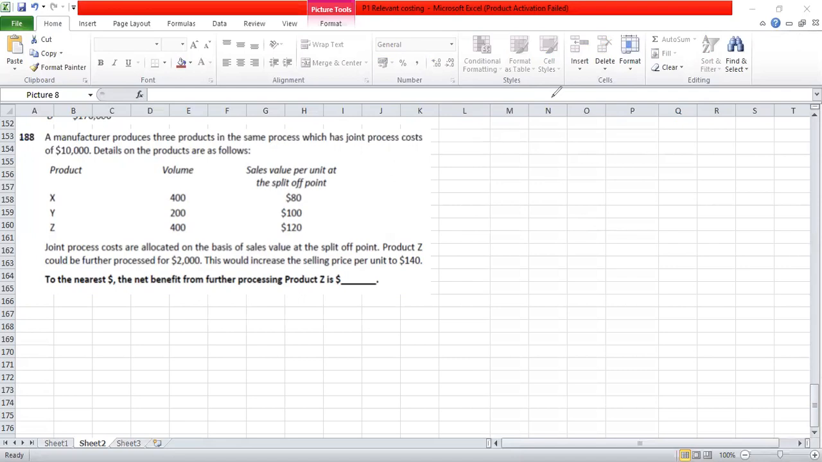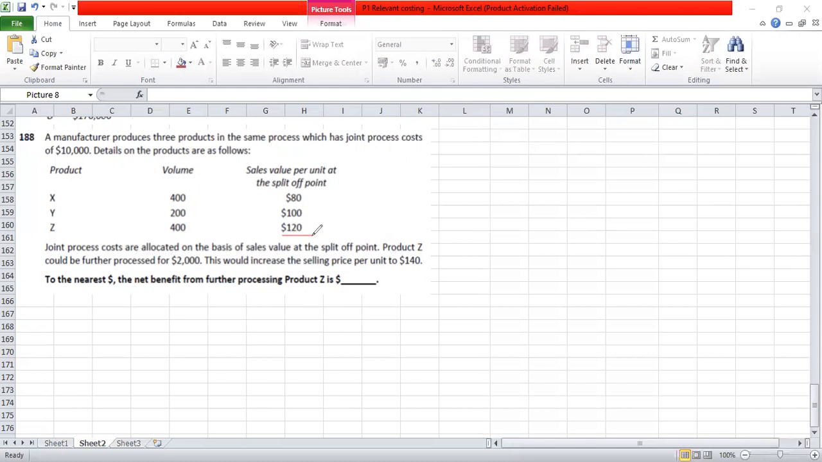Product Z could be further processed for 2,000. This would increase the selling price per unit to 140. To the nearest dollar, the net benefit from further processing product Z is what? The value at the split off point is given. Joint costs are allocated on the basis of the value at the split off point. Z could be further processed. Only one thing is given, so let's look at only Z. Z has a value at the split off point of 120.